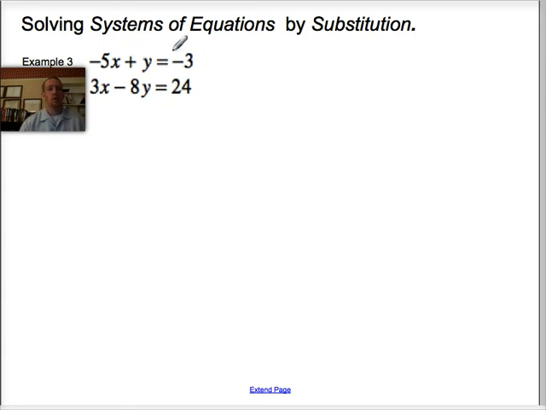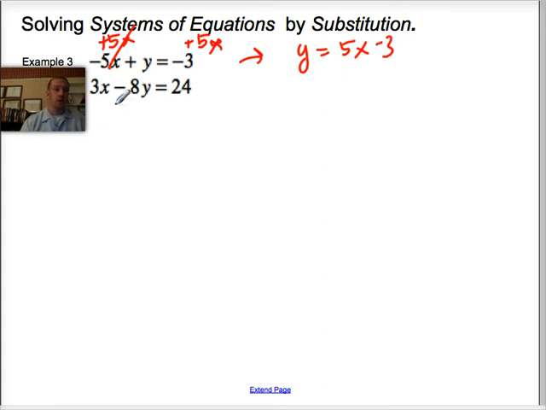Alright, so now what we're going to do is solve for y in both equations. You could solve for x or y. I just choose to solve for y. It's sort of a habit here. So I'm going to add the 5x to both sides, so I eliminate it from the right, and that gives me y equals 5x minus 3. And then I'm going to solve for y here.